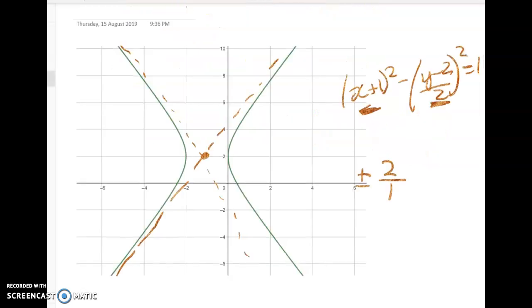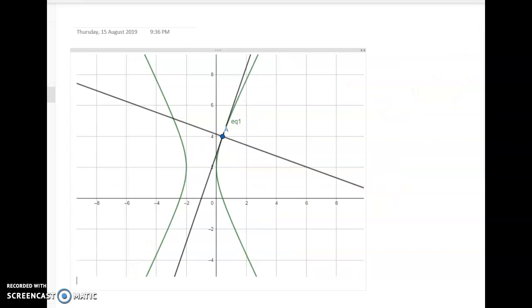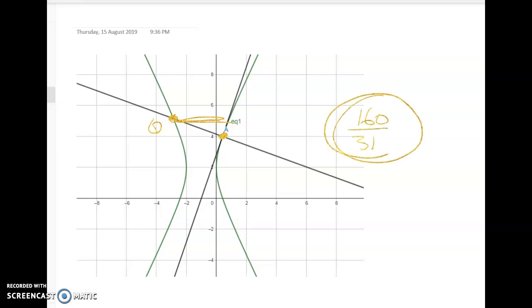So that's my first picture. And then this is my second picture. So look what we found. It matches beautifully. That's my point. And then this is point Q up here. And you can see, if you look at that, that the y coordinate is indeed 160 over 31. Okay, so do that on your graphics calculator and do this question again to make sure you can do it. Thanks for watching.